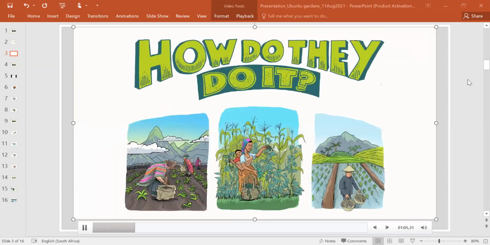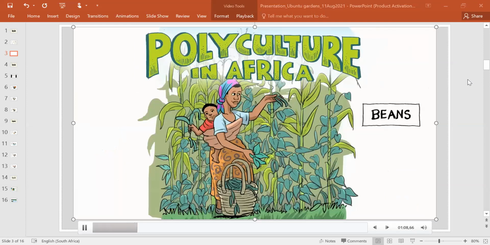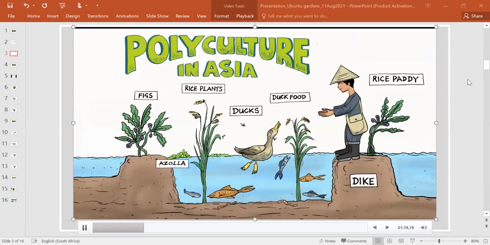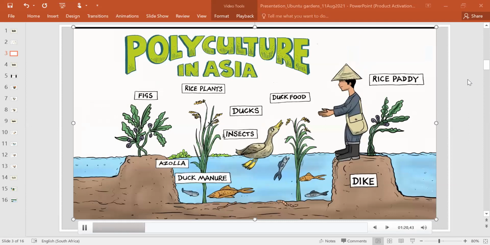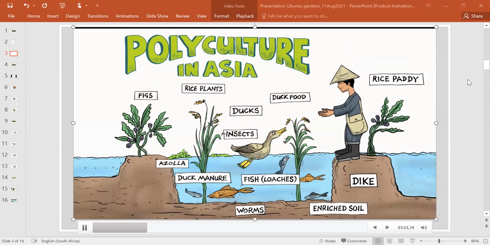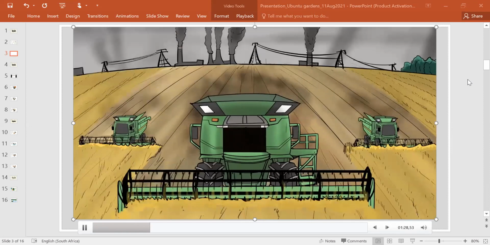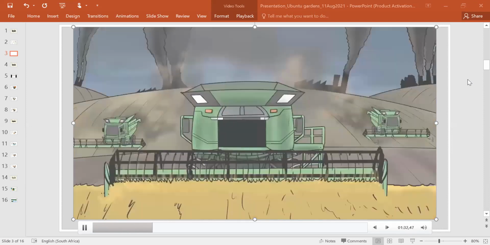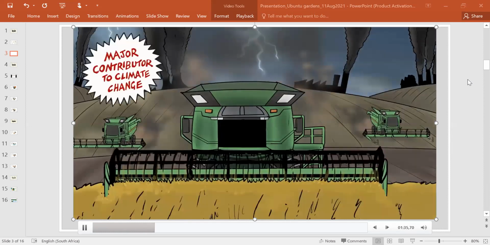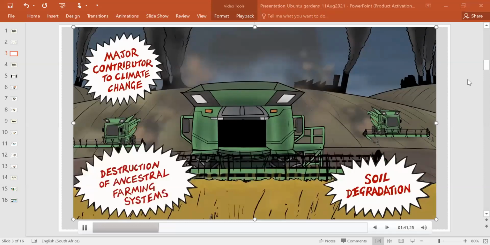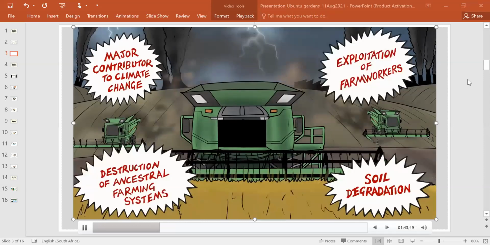Through polyculture, a complex ecological system of multicropping that has evolved organically over thousands of years. In parts of Asia, polyculture involves not only crops, but also includes insects, birds, worms, and fish. By comparison, monoculture-based agribusiness is wasteful, inefficient, poisonous, and destructive. Industrial monoculture is a major contributor to climate change and is also implicated in soil degradation, the destruction of ancestral farming systems, and the exploitation of farm workers. It's a political issue that affects us all.